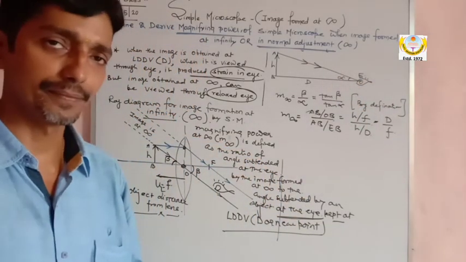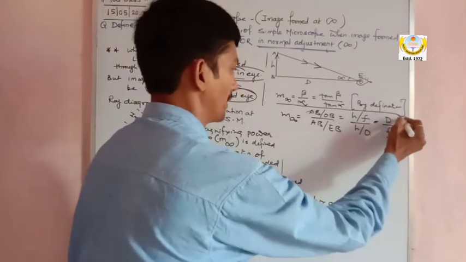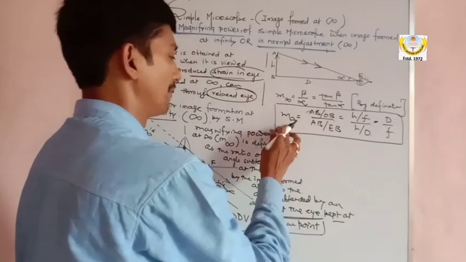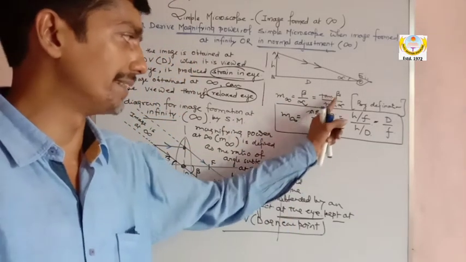I hope it is clear. Am I clear? Because ultimately, this is the magnifying power at infinity, and it is equal to tangent. They are equal to tangent, my dear.